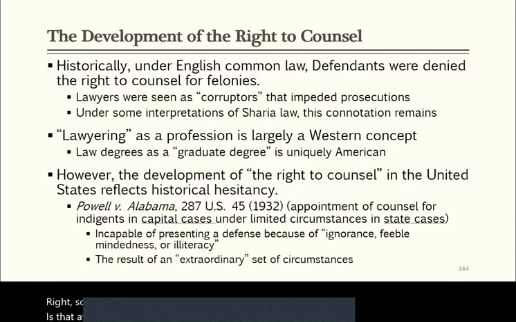Again, the schooling was just underfunded for Black schools, and white schools got all the money. So we have illiteracy, ignorance, feeble-mindedness, the idea of somebody who has an intellectual disability, something along those lines. So basically, this was a result of an extraordinary set of circumstances. The Supreme Court said, yeah, states have to provide a lawyer, but if it's a capital case and assuming that the defendant is ignorant, feeble-minded, or illiterate, the state has to provide an attorney. So it didn't give attorneys to everyone. At the federal level, you have an attorney, the Constitution applies to the federal level. But at states, it didn't.